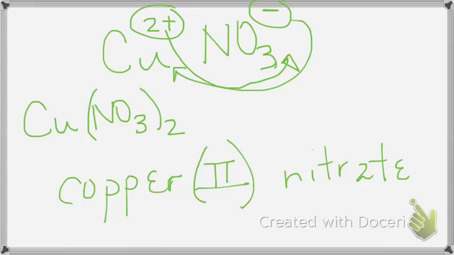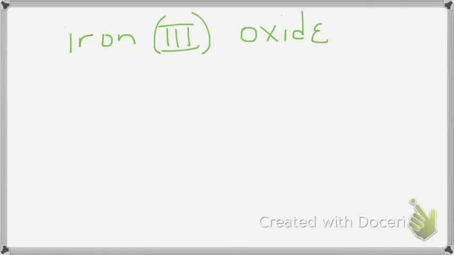I would expect you to be able to go backwards as well. For example, let's do iron 3 oxide. I want to give you a moment to figure out what the chemical formula for iron 3 oxide is. Sorry, I have to take a drink.